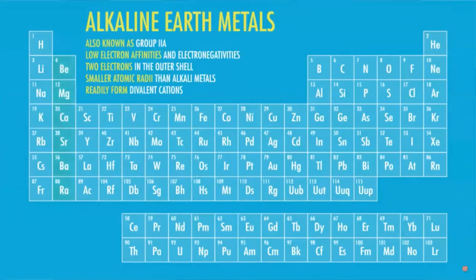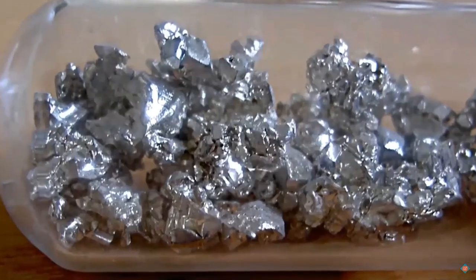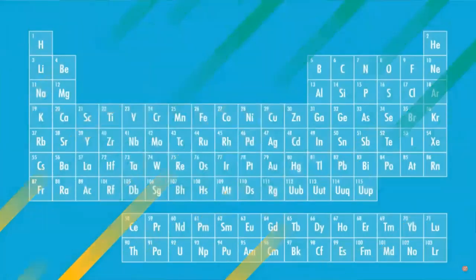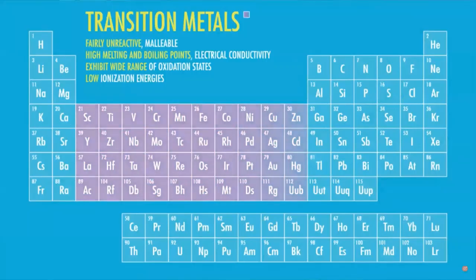Next, you have the alkaline earth metals, reactive metals but not as reactive as the alkali metals, forming cations with 2 positive charges instead of just 1. Calcium, shown here, undergoes a very similar reaction to sodium and water, just a little more slowly, producing a little less heat. The middle body area of the table is made up of a nice solid rectangle of transition metals.